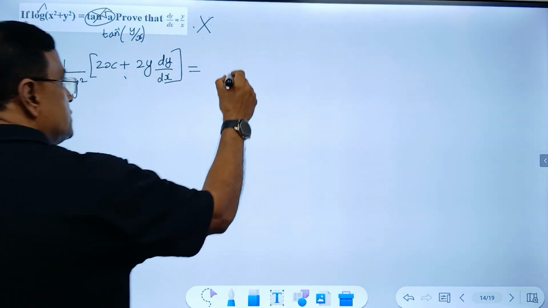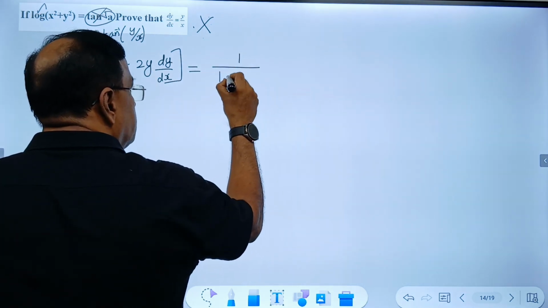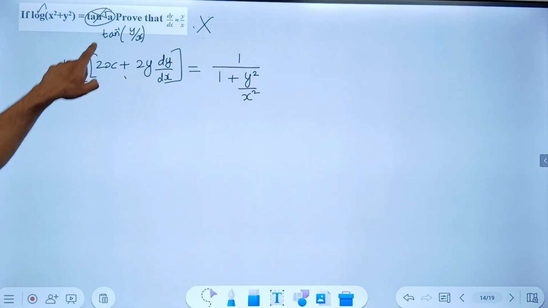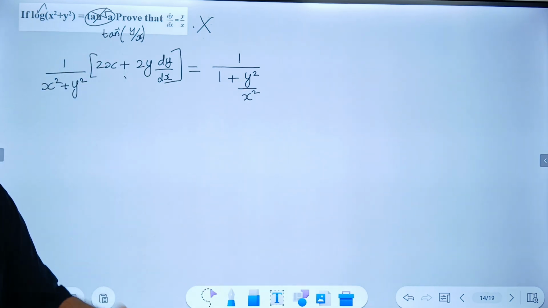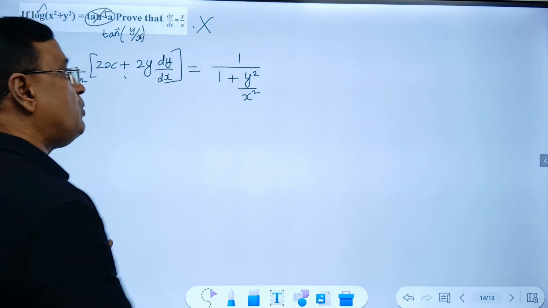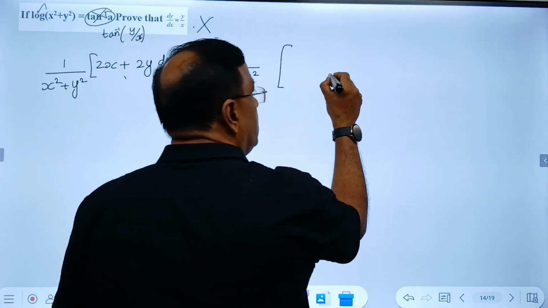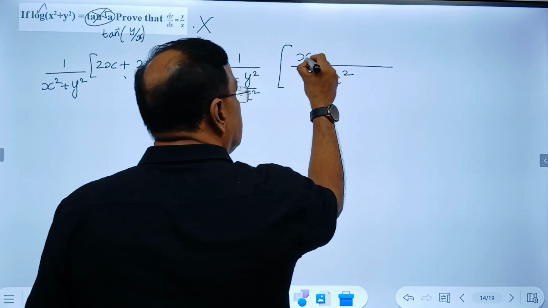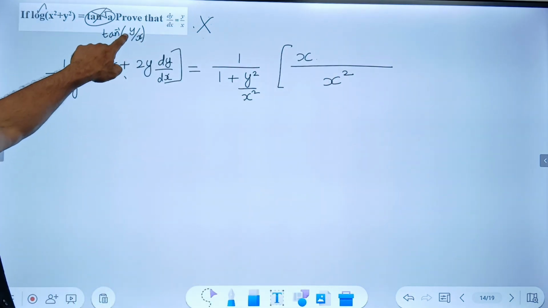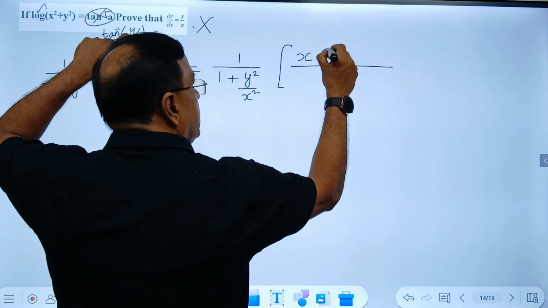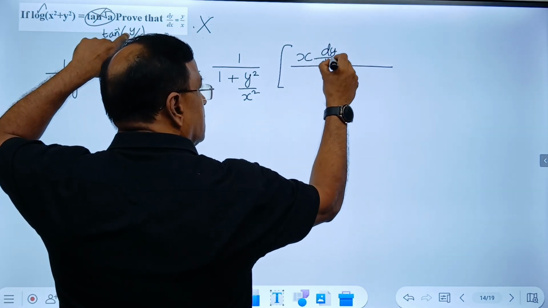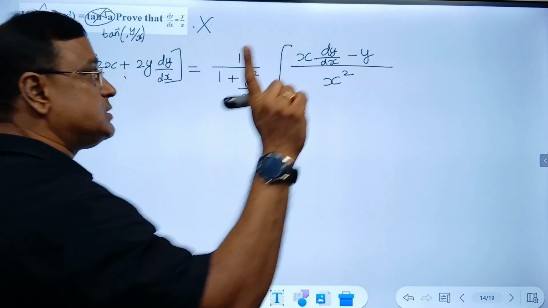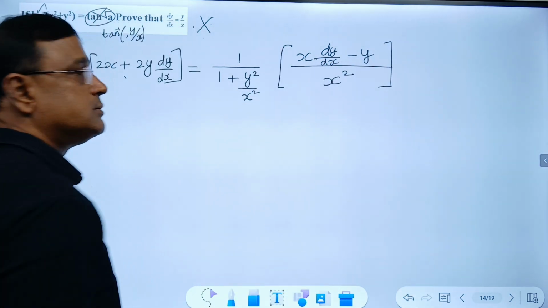Tan inverse differentiation is 1 by 1 plus y square by x square. So I differentiated tan inverse. Now what I should differentiate? I should differentiate y by x. How do I differentiate y by x? I use quotient rule. How do I use quotient rule? Denominator square, denominator into, what is differentiation of the numerator? Differentiation of y is dy by dx minus y into, what is differentiation of x? Differentiation of x is 1. So that closes the case.